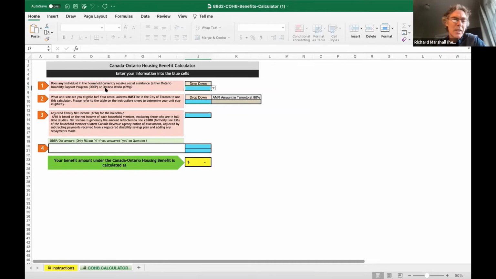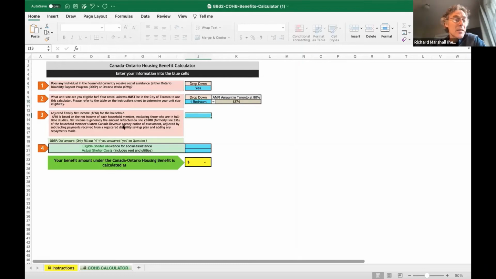So the first question is, does any individual in the household currently receive social assistance? Either Ontario Disability Support Program or Ontario Works. And so for the first scenario, let's say yes. What unit size are you eligible for? Let's say that it's a single person, and we'll select 1 bedroom. And right away, it will introduce the AMR amount.